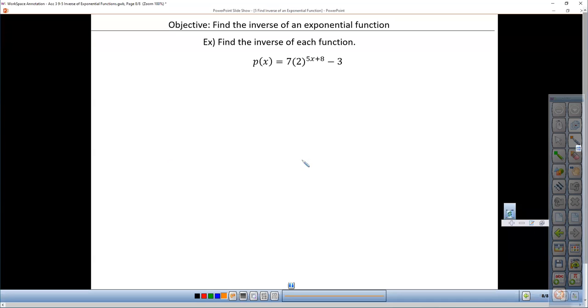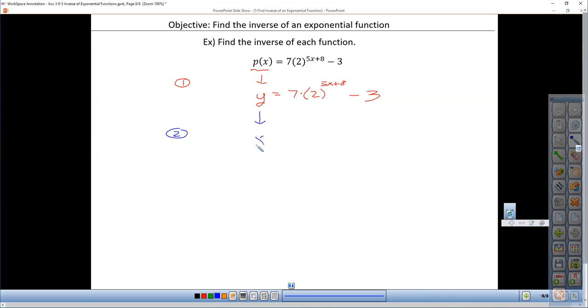All right, in this example, which will be our final example for this lesson, we're looking at a base 2 exponential function. So here the procedure does not change. Again, the first thing is to recognize our function notation here of p of x is of course our y variable. This structure means 7 times the base of 2 to its exponent of 5x plus 8, followed by the minus 3. And our second step in finding an inverse is to switch our variables.